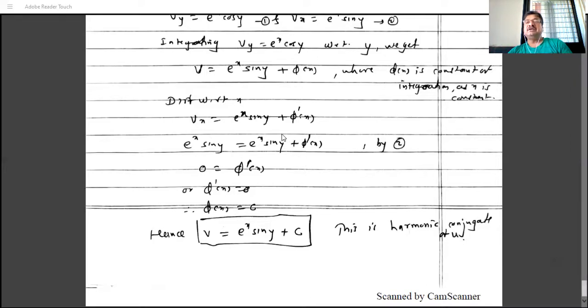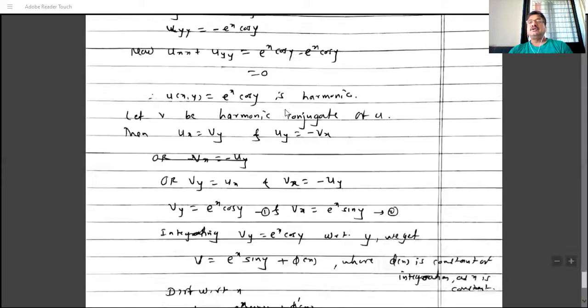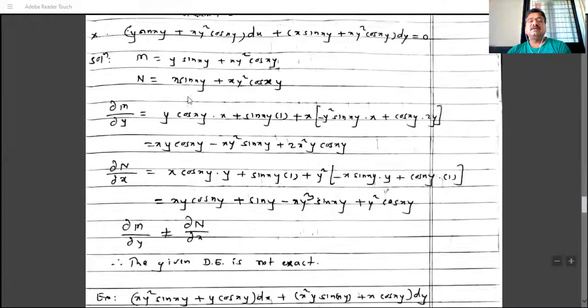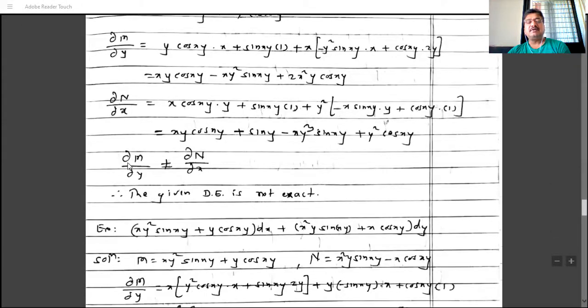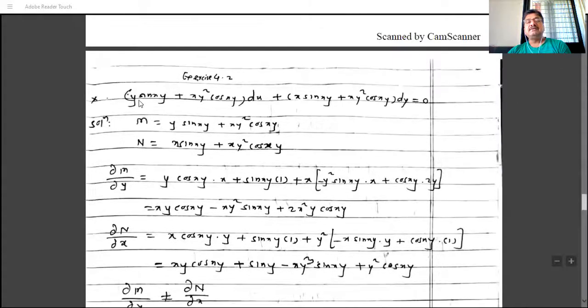That is, the given differential equation is not an exact differential equation, but by multiplying an integrating factor to that equation, the differential equation is reduced to an exact differential equation. If we check the given differential equation, dM by dy is not equal to dN by dx. But by multiplying some factor to this differential equation, it is reduced to an exact differential equation. That factor is called an integrating factor.